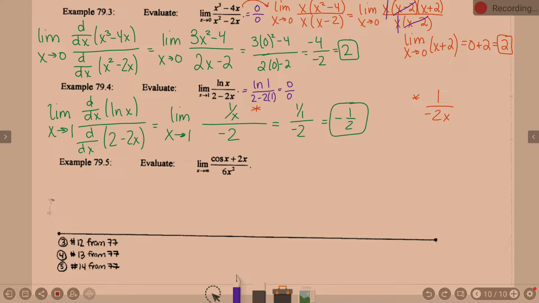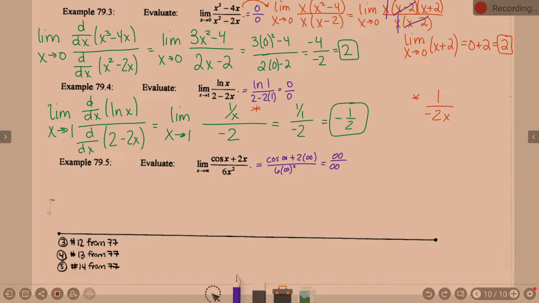So what happens when we plug the idea of infinity in? Well, since there's x's on both top and bottom, you would just get infinity over infinity, right? If you plug it in like that, the part you can see, 2 times infinity is going to be infinity. 6 times infinity squared is going to be infinity. So yes, you're at infinity over infinity, unless cosine infinity somehow takes away from that.